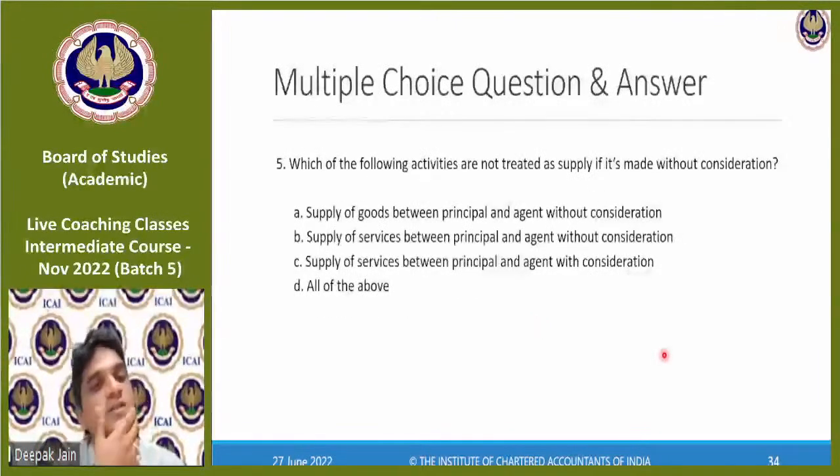A little tricky question. Which of the following activities are not treated as supply if it is made without consideration?